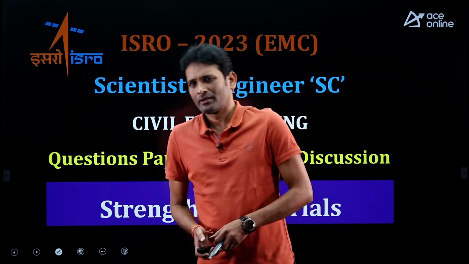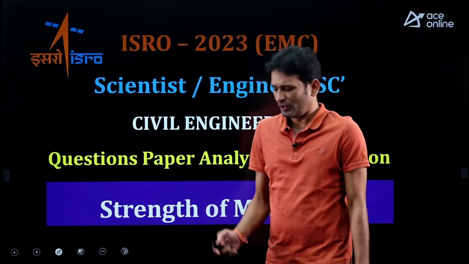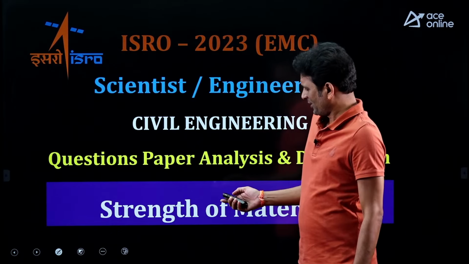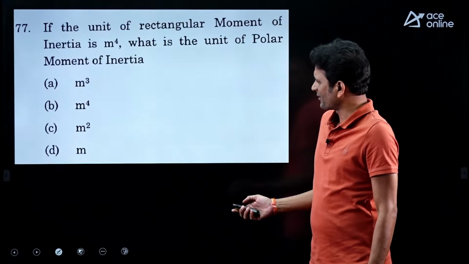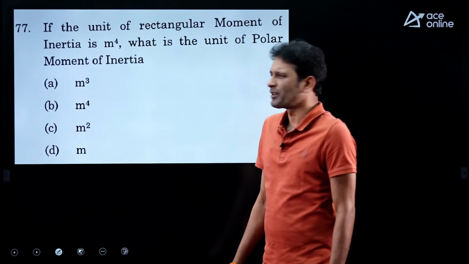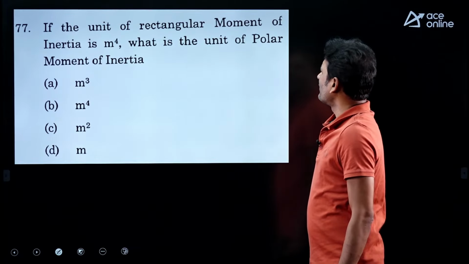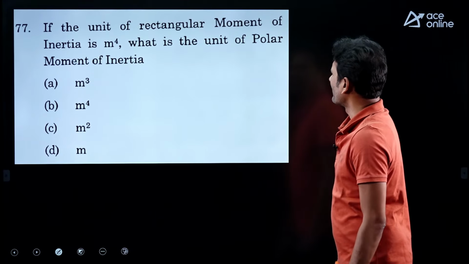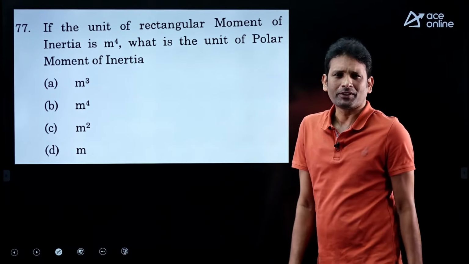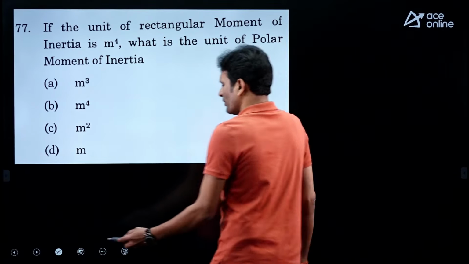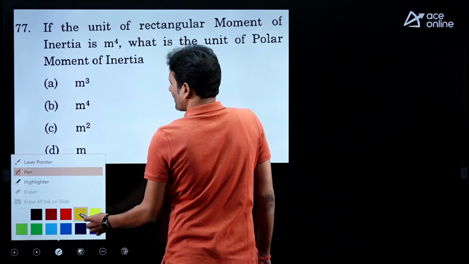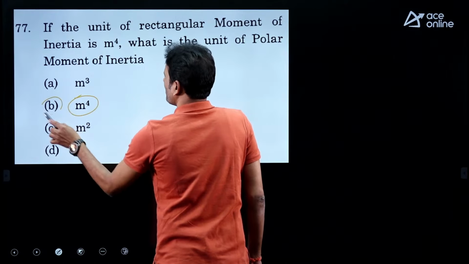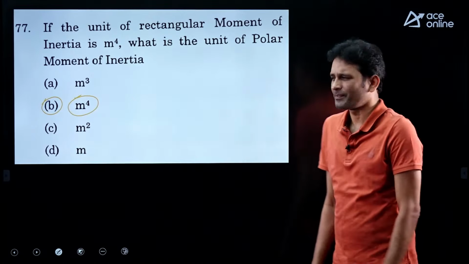Yeah, good evening friends. Coming to the strength of material, we are having only 2 questions. Both questions are straight questions. There is no calculation part this time. Just to see the first question, this is from centroid concept. If the unit of rectangular moment of inertia is m to the power 4, what is the unit of polar moment of inertia? Straightforward question. So unit for the polar moment of inertia is asked, that is m to the power 4. Option B is correct. The straight question it is.